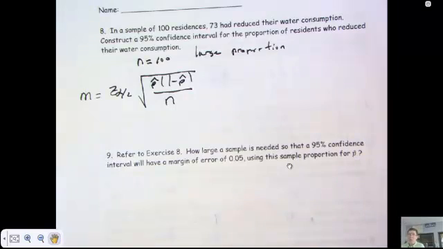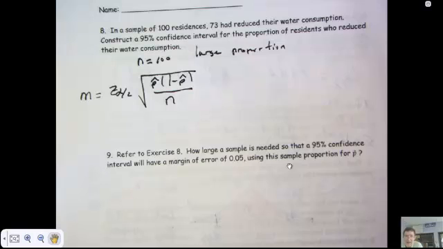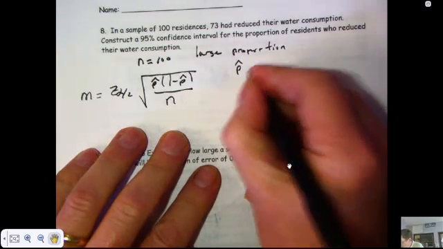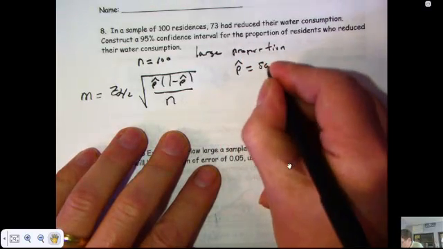And more than once, I've had students start freaking out because they don't have a p hat on the test. You have to find p hat. What's p hat? 73 divided by 100. P hat is the sample proportion.